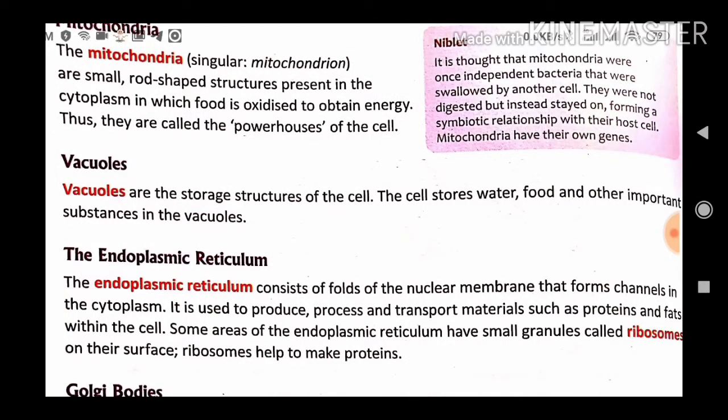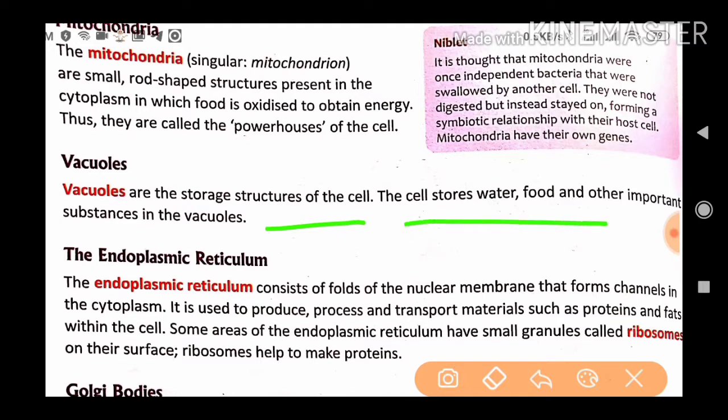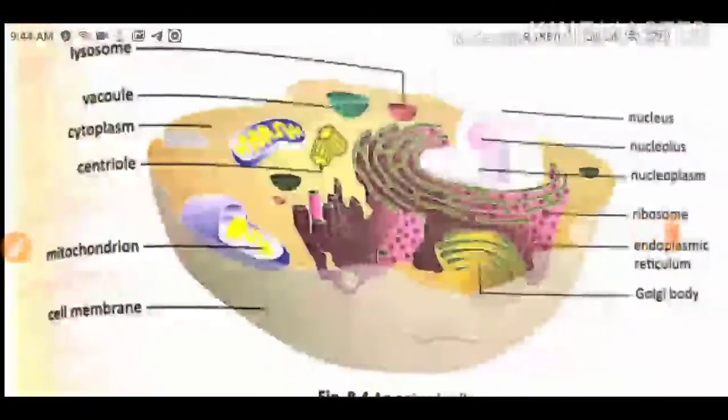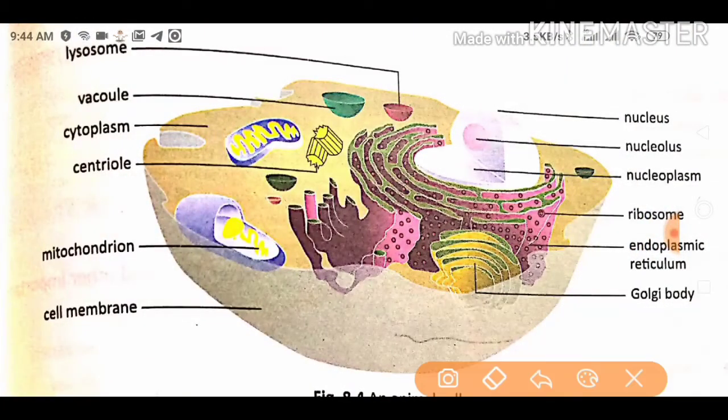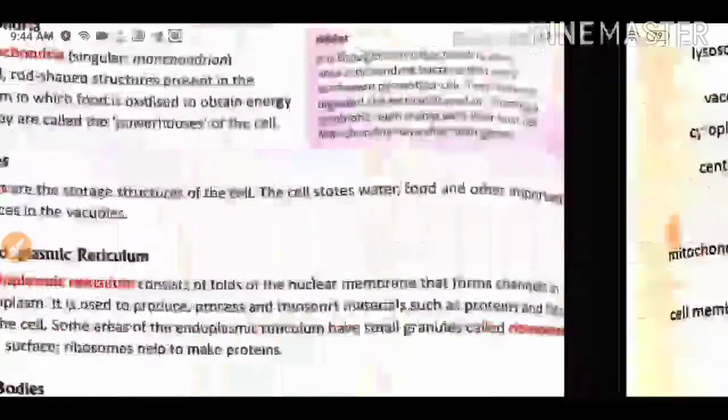Vacuoles are the storage structure of the cell. The cell stores water, food, and other important substances in the vacuoles. Okay, so vacuoles are the storage components, storage organelles, in which food and water are stored.